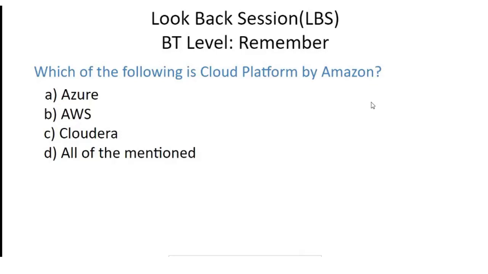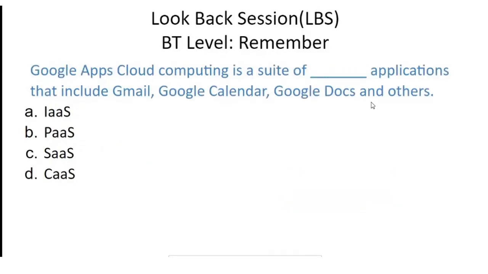So which of the following is the cloud platform given by Amazon? Either Azure, AWS, Cloudera, or all. AWS. Okay, what about this one? Google Apps cloud computing is the shoot of SaaS type of applications that include Gmail, Google Calendar, Google Docs, and others. So you want to identify which service model it is, either infrastructure, platform, software, or communication as a service. So it is software as a service. That is the right answer.